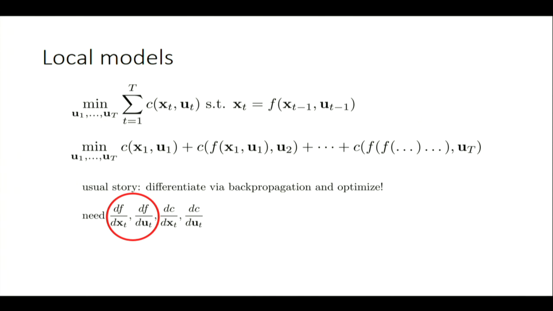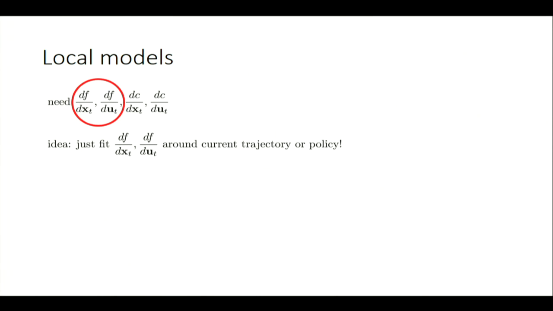But if all you really want is those derivatives, well, why not just fit the derivatives directly? So why not just take the current trajectories that you're executing, try to figure out what the derivatives of the dynamics around those trajectories are, and just plug those into your optimal control algorithm, plug those into LQR, for example. And we can do that, and that allows us to use local models. So we're just going to fit the derivatives around the current trajectory or policy.